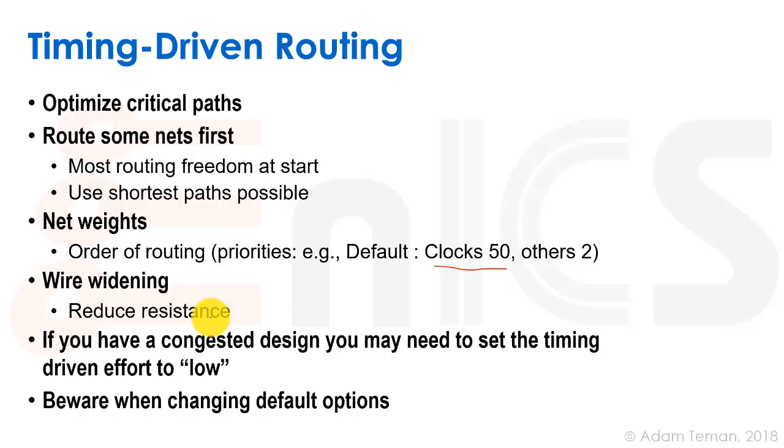And finally, if we have a congested design, we may need to set the timing-driven effort to low, or we may not be able to finish routing at all. And in general, there's lots and lots and lots of options inside the router, and just beware when you change the default options, because you may make things happen that take your runtime to infinity, and maybe you will finish with a lot of DRCs and not be able to route your design because of it.